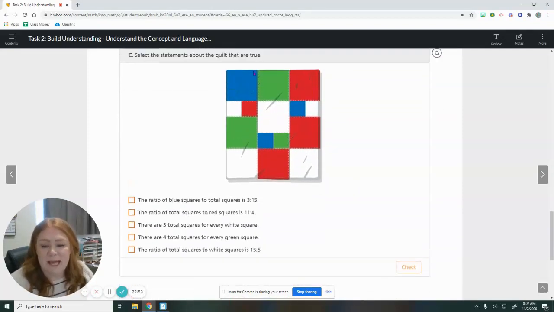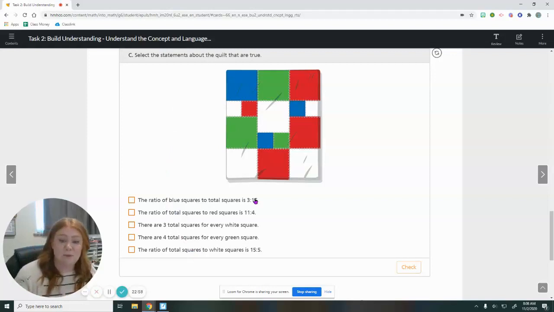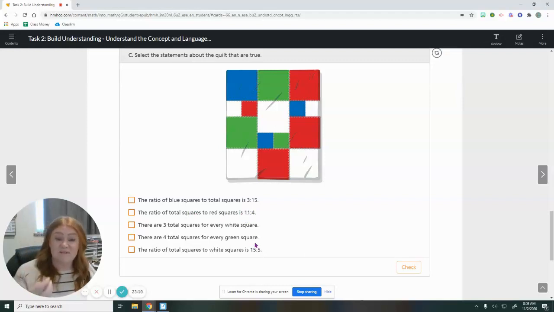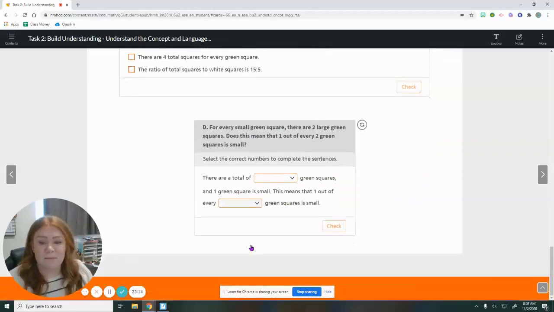So now you're going to pick any that are true here. So it says select the statement. So anything that's true. So count the blue to the total, which we know was 15. The ratio of total squares to red. So total means there should be 15. So go ahead and see which of those are true.